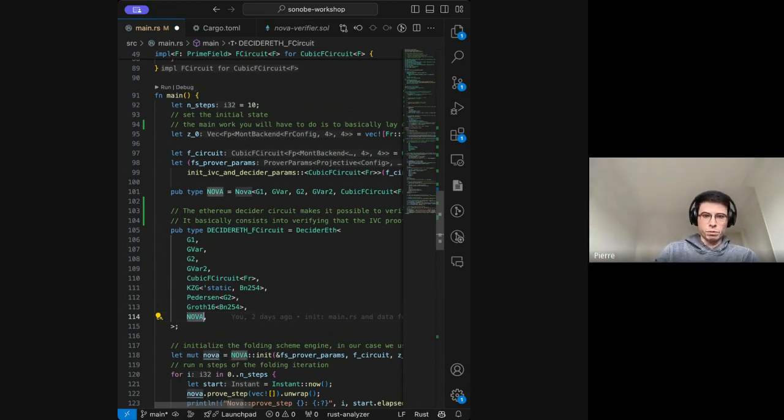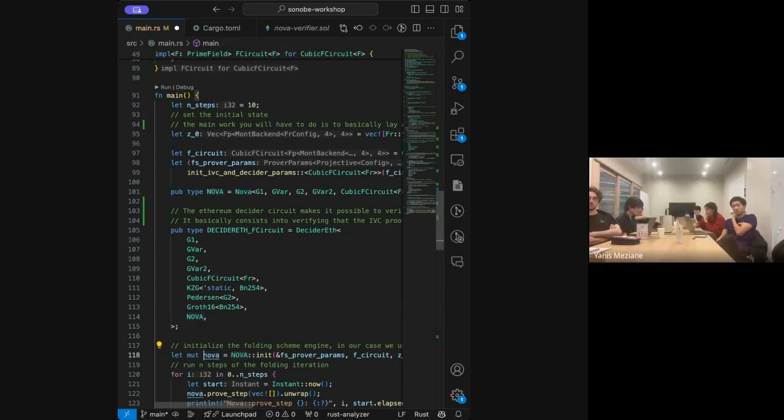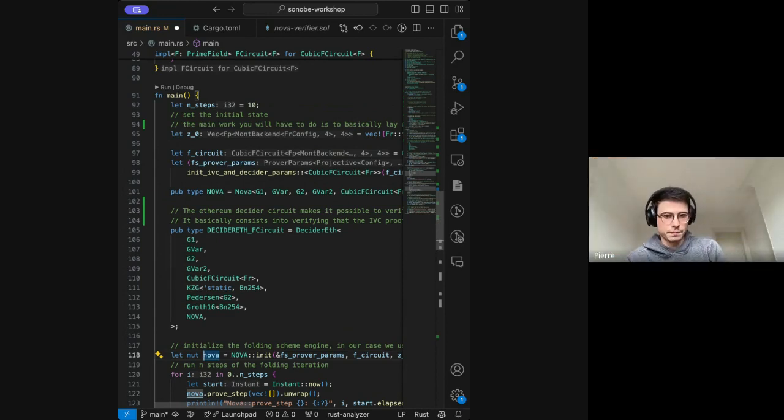But later on, we will want the decider to be for other kinds of IVC scheme, such as Hypernova, Protogalaxy, etc. So do you guys support Hypernova, Protogalaxy, or just Nova right now? Just Nova right now, yeah. But we are working on the Hypernova. Yeah. Cool.